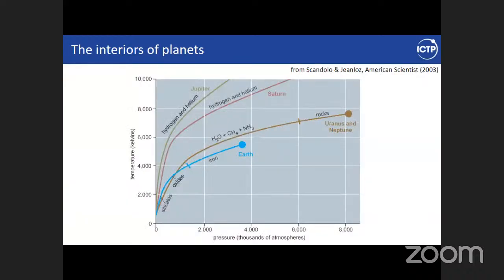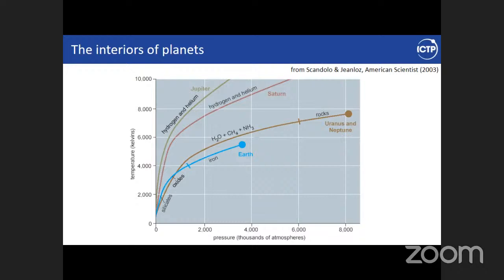What do we know about the internal structure of these planets in terms of pressure and temperature? These are very qualitative diagrams of the pressure and temperature inside the planet. Here you see the evolution of the Earth, for example. When you move inside the planet, there's the crust, here's the mantle, and then starting from about 130 gigapascals, 1.3 megabars, you enter into the core, which is essentially made of iron.